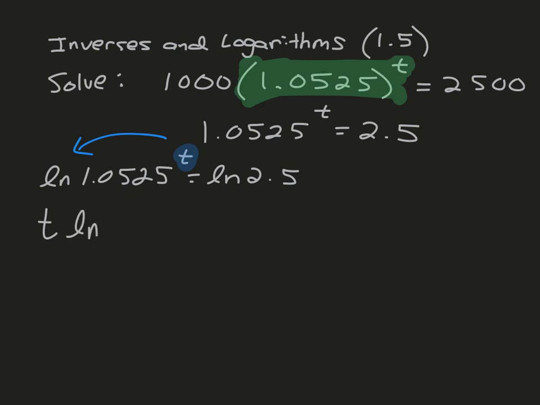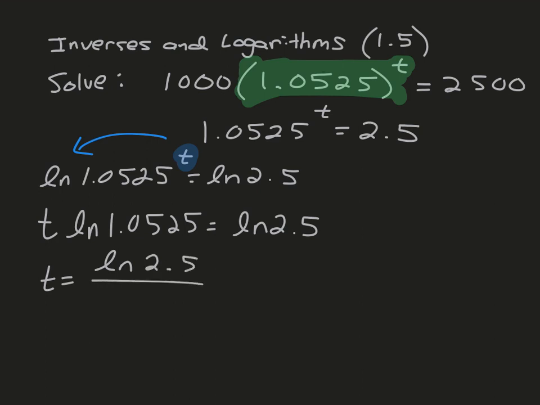We end up with t times the natural log of 1.0525 is equal to the natural log of 2.5. And now it's really easy to get t by itself. I just need to divide by the natural log of 1.0525. And on a calculator, I can find that t approximately works out to be 17.9.